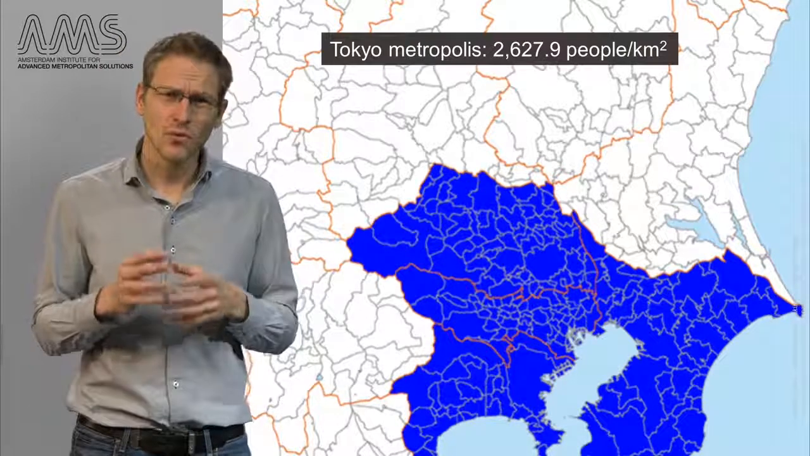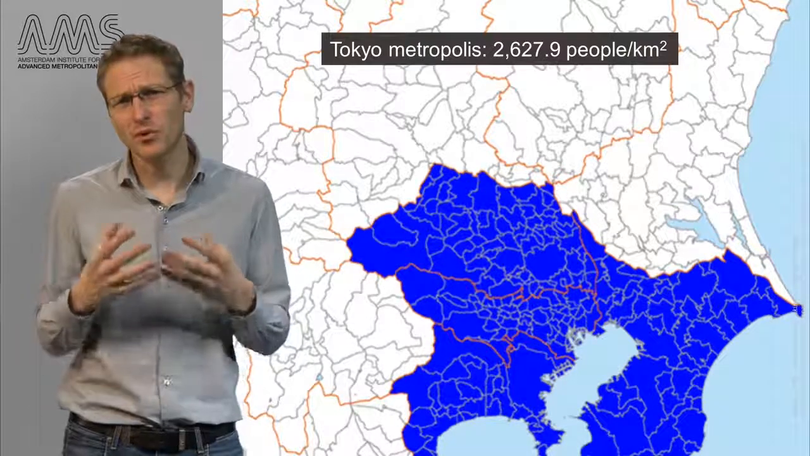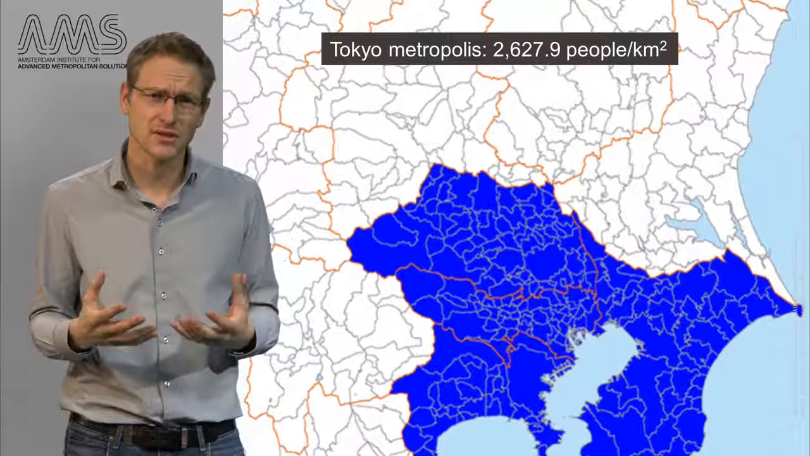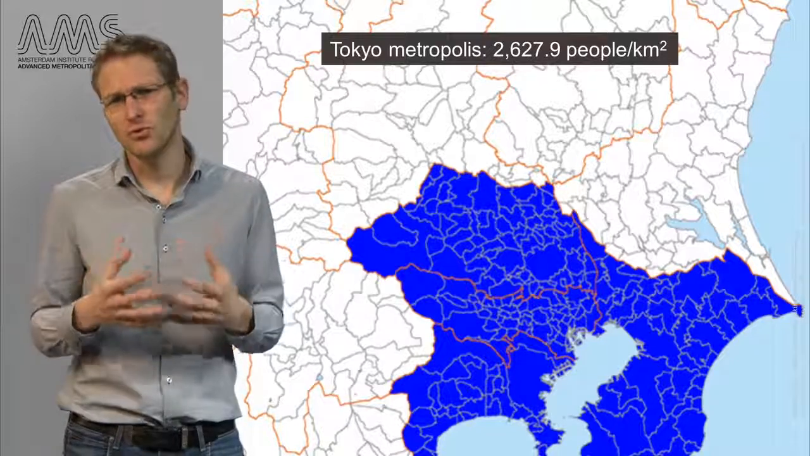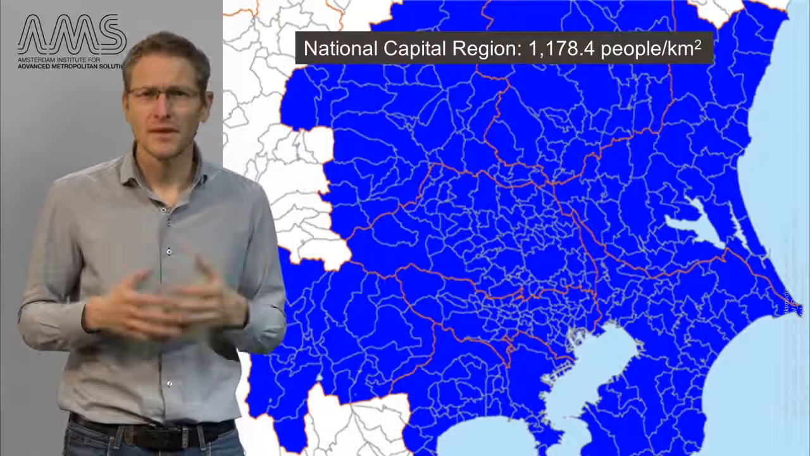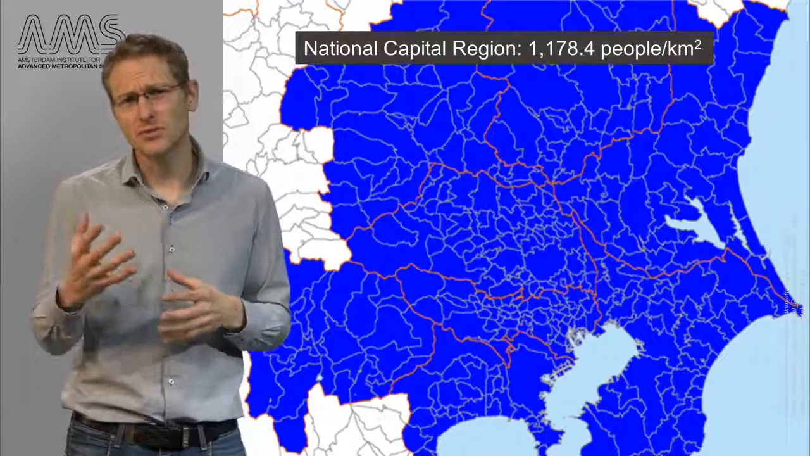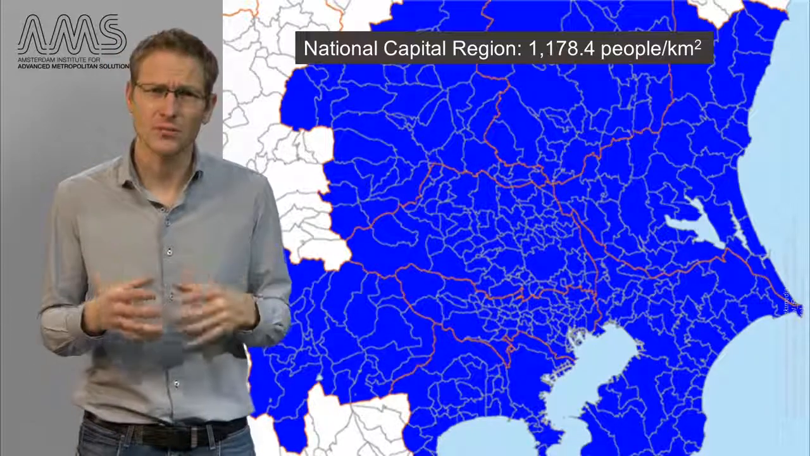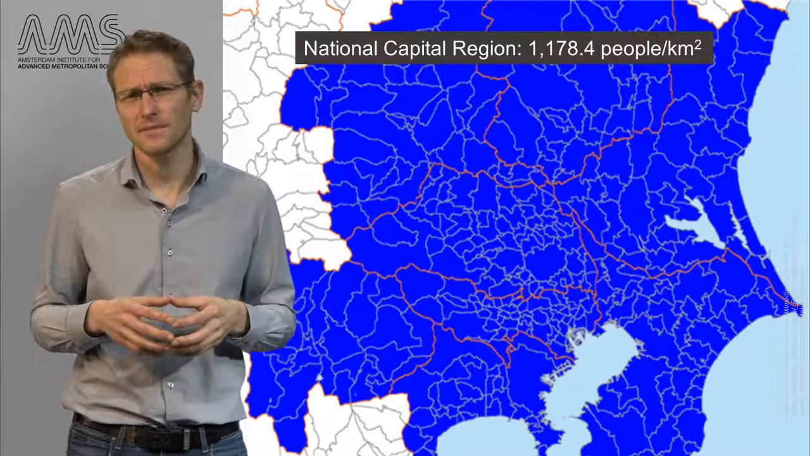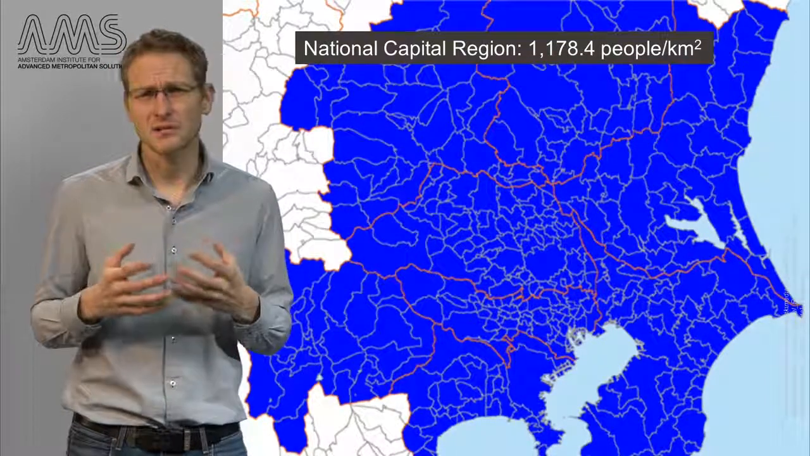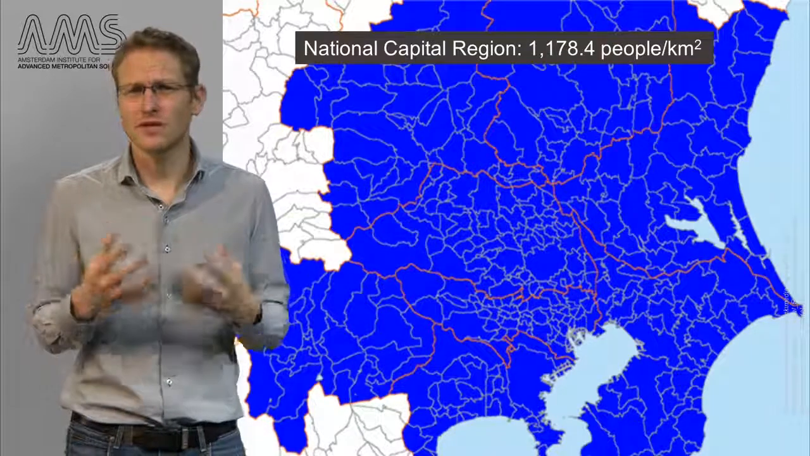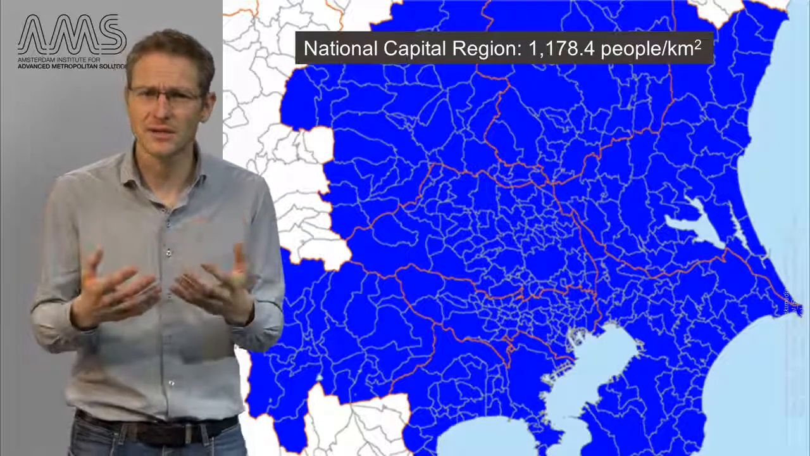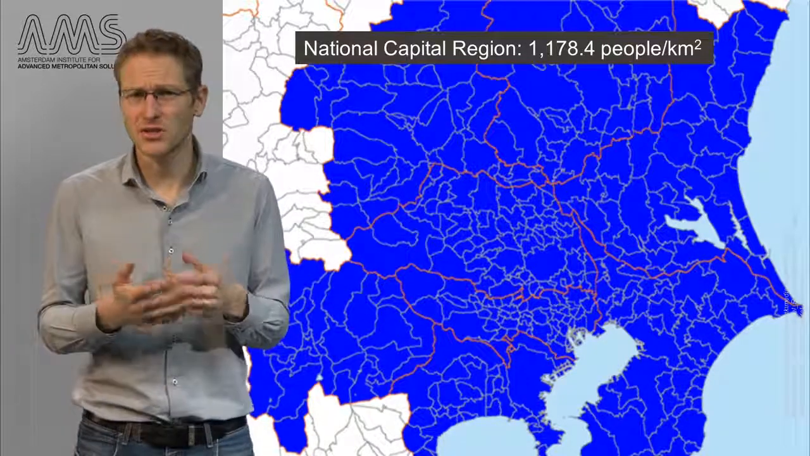Why is that? One reason for this is that this area incorporates more sparsely settled rural districts, but also more parks, infrastructure such as roads and open spaces are added as you move away from the city center. And then, if you go even bigger, the national capital region that is home to 40 million people, then the density drops further to about 1,200 people per square kilometer. The reasons for this are the same as before. As the definition of the city expands, more and more small villages with low population densities or even mountain areas are included, further reducing the population density.